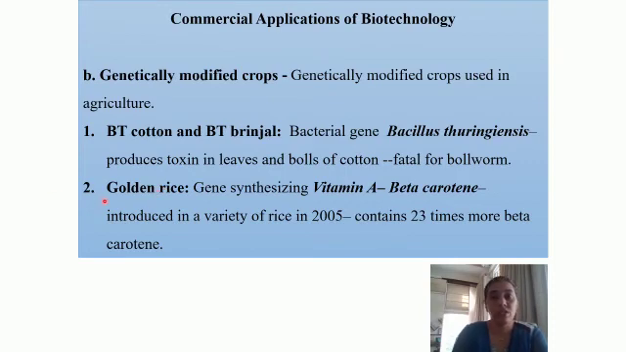Similarly, golden rice variety has also been developed. Gene synthesizing vitamin A, that is beta carotene, introduced in a variety of rice in 2005, contains 23 times more beta carotene. So we know that vitamin A is extremely essential in the body, but this vitamin A, which is also called as retinol, is going to be synthesized only in presence of a, we can say, a precursor chemical which is called as beta carotene.